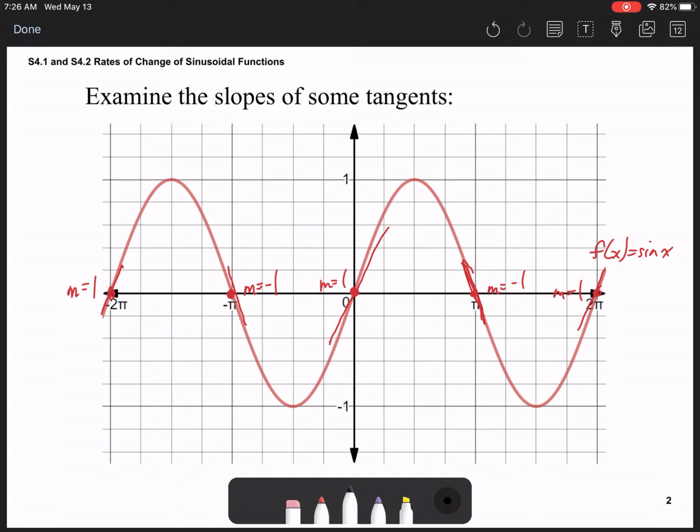So what I'm going to do is first list these points as my new graph. My slopes are going to be my y values, and my x values are going to stay where they are.